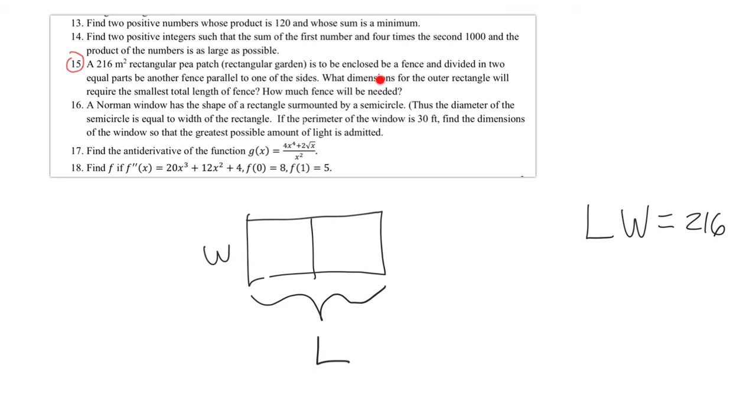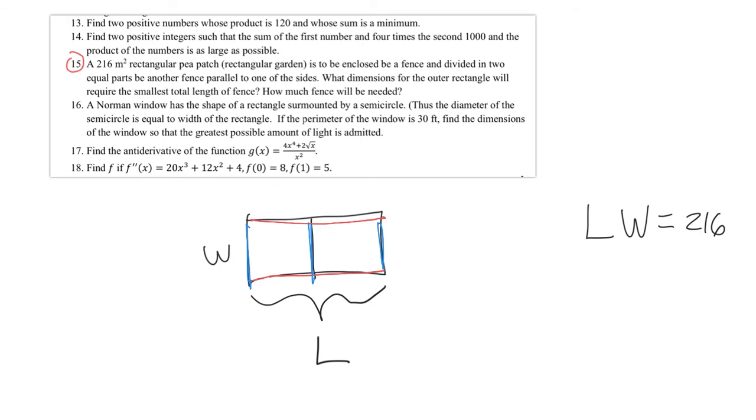You can set up what dimensions for the outer rectangle will require the smallest total length of fence. So we want to know what are the dimensions that would require us to use the least amount of fencing possible. Well, how much fencing are we using? Well, we're using 2 times L, right? 2 of those red pieces. And we're going to be adding 3 of the blue pieces, right? Isn't that what we're doing?